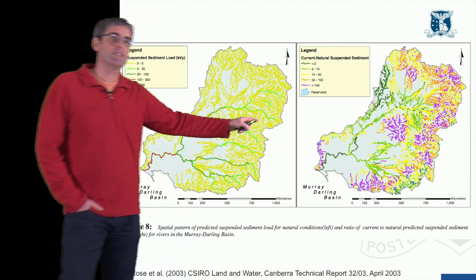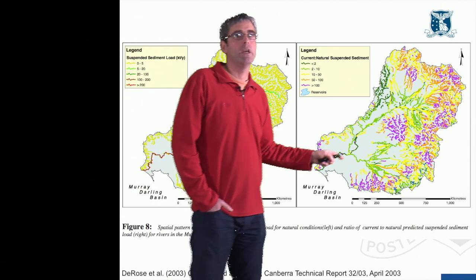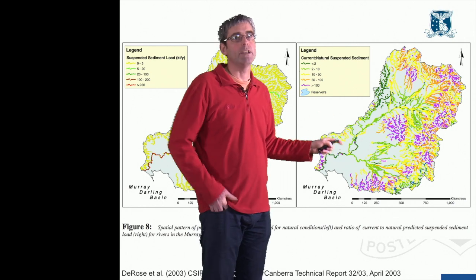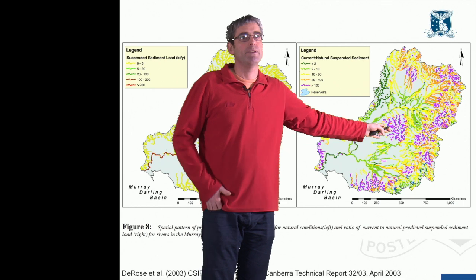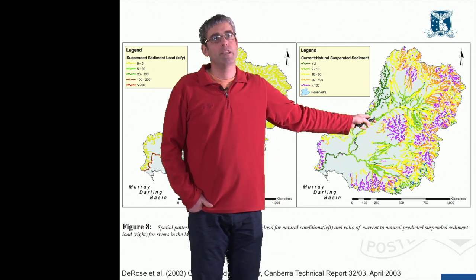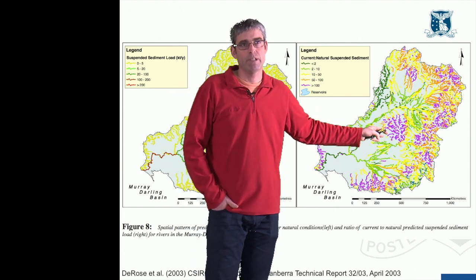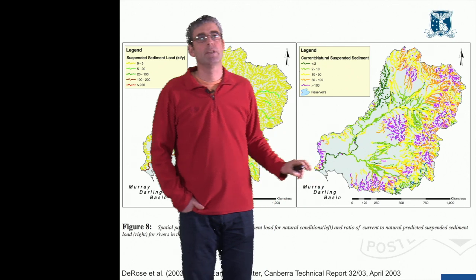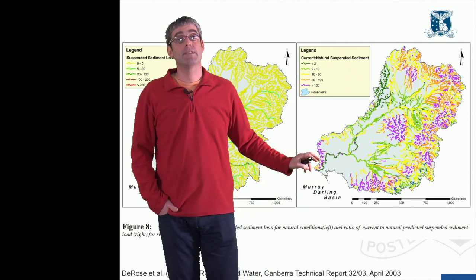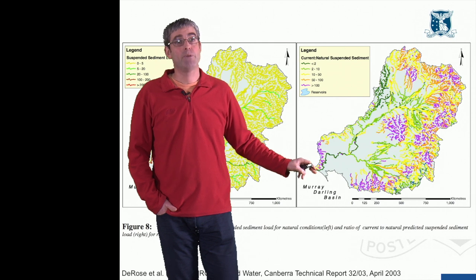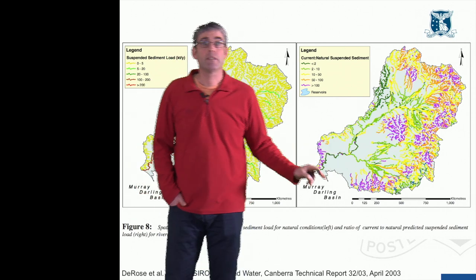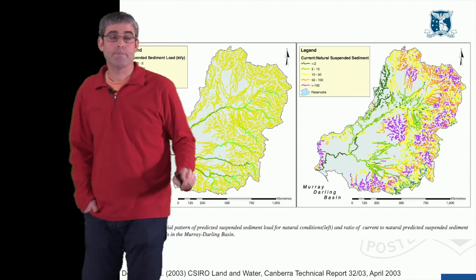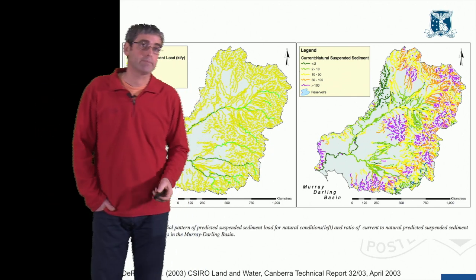And over here we can see the ratio of sediment load currently, as disturbed, to the pre-European case, and where it's purple, the ratio is greater than 100. So we've had a 100-fold increase in sediment load in those particular rivers. What's interesting is that the sediment load hasn't increased at the mouth of the river. So in the lower Murray River, the sediment loads are almost exactly the same as they were pre-European. I'll come back to that point in a sec.